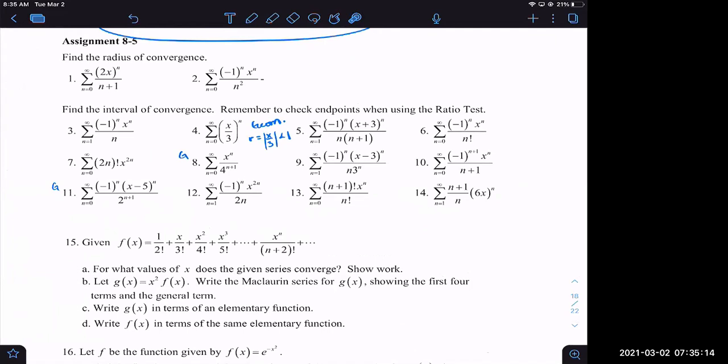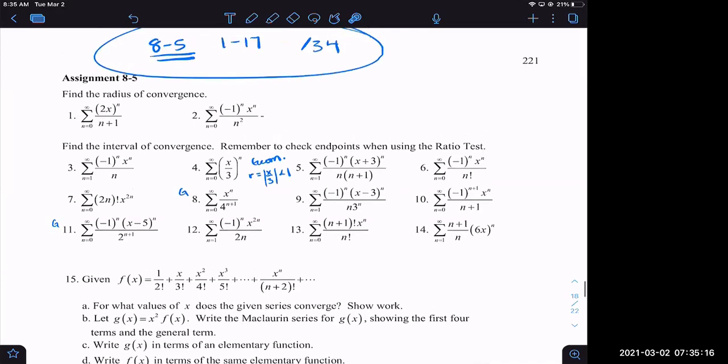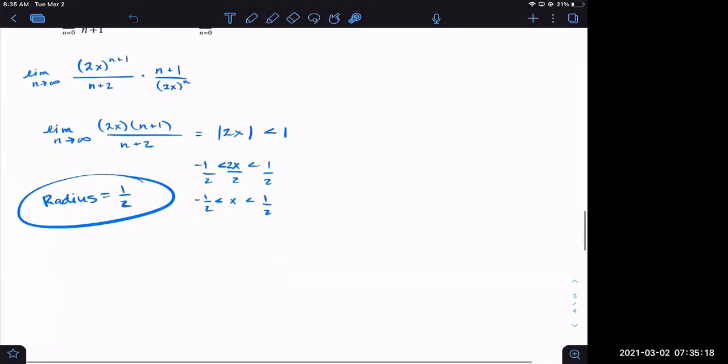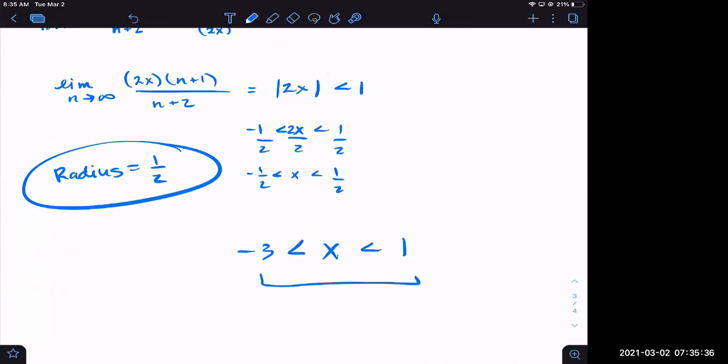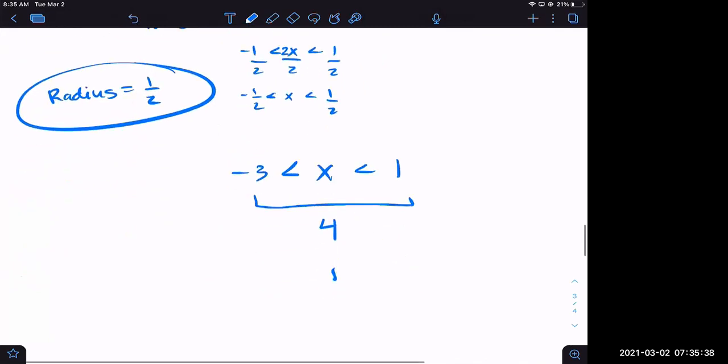On 1, how did you get 1/2 for the radius of convergence? I divided by 2, so I took the 2x and I sandwiched it in between -1 and +1. So what if x was between like -3 and 1? Okay, so x was between -3 and +1. I say, well, the width of this interval is 4, so the radius is 2. The radius is the distance from the center to the end. Does that kind of make sense?